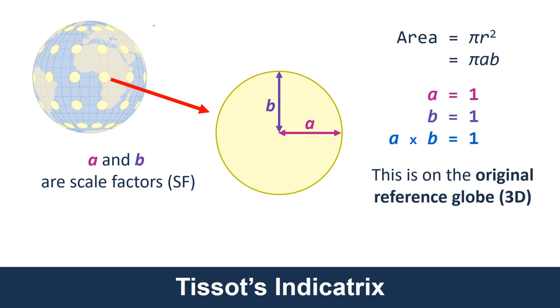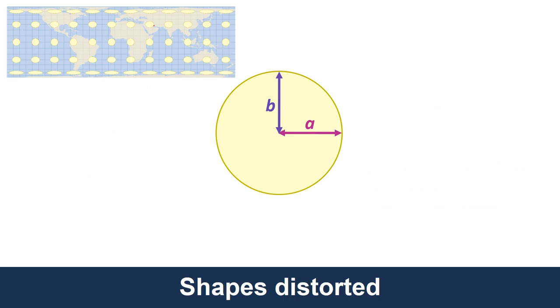So this is on the original reference globe in 3 dimensions. Now, if we take, for example, this map projection, and we see what happens to a circle at the equator versus at the poles, we can quantify the distortion that's taking place in terms of our Tissot's indicatrix and the scale factor in the 2 different directions.